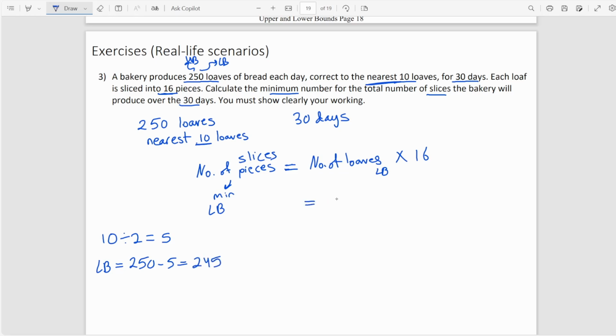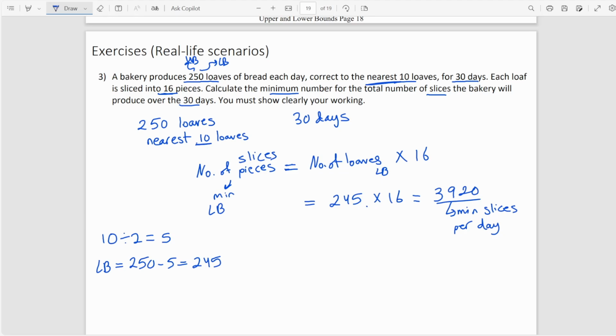So I can go ahead and put 245 right here and multiply this by 16. And plugging this on the calculator gives us 3,920. Okay. So this right here is the minimum slices per day. Okay, so be careful. We're still only doing this per day, okay? Because per day, the minimum number of loaves I produce, which is the lower bound, is 245, multiplied by each loaf becoming 16 pieces or 16 slices.